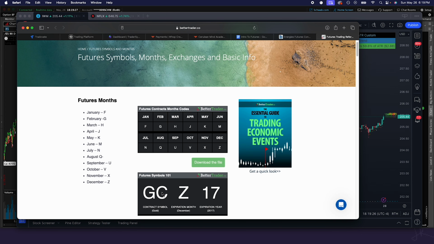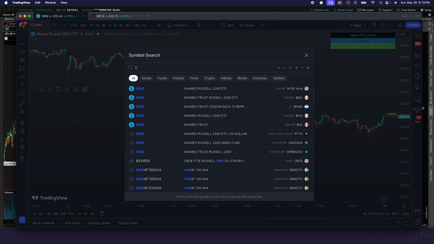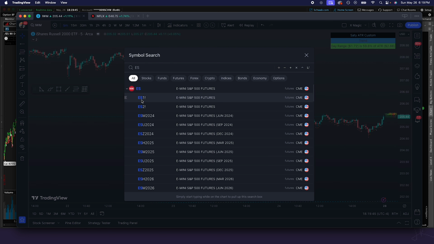Generally, the first 1 to 3 digits are going to be the contract symbol, the expiration month, and then the year. So if we go to TradingView, let's just say we go to ES, and I just expand this. There's ESM for June, ESU for September, December, and so on. So these are the expirations. And the current contract that we're on, the monthly one, is M for June. And then the year, obviously, 2024, since that's what we're in right now.